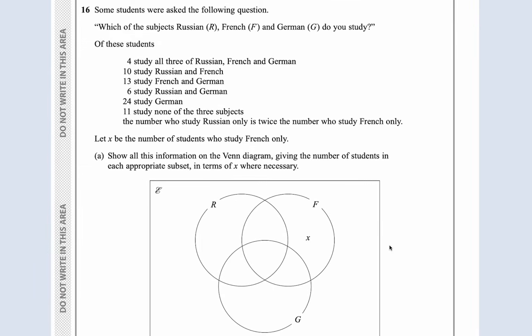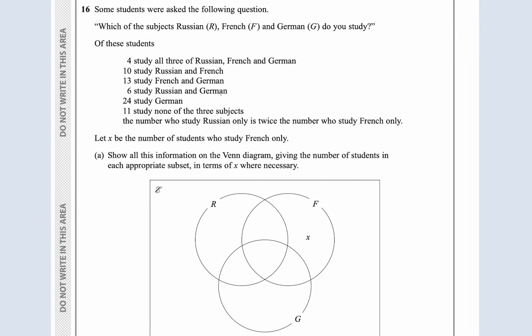Okay, question 16. Some students were asked the following question: which of these subjects do you study? Okay, this was the answers given. X is the number who study French. Fine. So 4 study all 3, so I'll put in 4. It says fill in the diagram. 10 study Russian and French. So this is 6, because 6 plus 4 is 10.